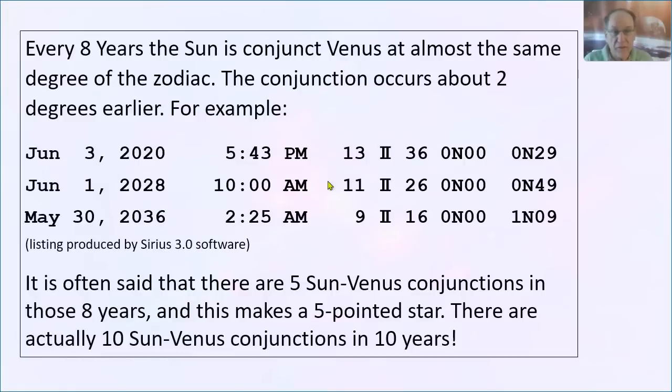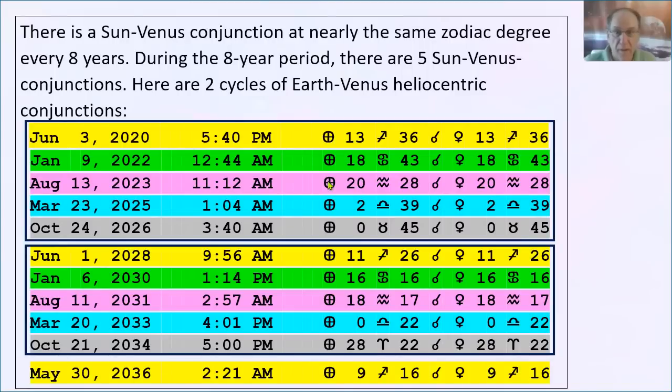overlook. Now, here's the basic idea of Venus star points: every 8 years, there's a Sun-Venus conjunction at the same degree. And there are 5 conjunctions that lead up to that. Let me show you on the next slide what I mean by lead up to it. This table is color-coded to make this very clear and as simple as I can make it. On June 3rd, 2020, this is the GMT, the Greenwich Mean Time. We don't need to be concerned with that right now.